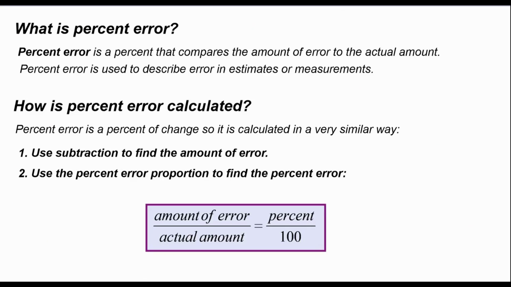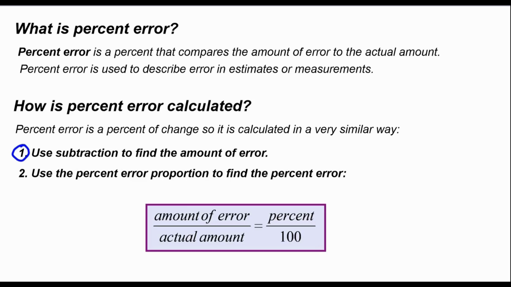And that is percent of change. What is percent error? Percent error is a percent that compares the amount of error to the actual amount. Percent error is used to describe error in estimates or measurements. So it's very similar to a percent of change. So it's calculated in a very similar way. So here's how we calculate a percent error.